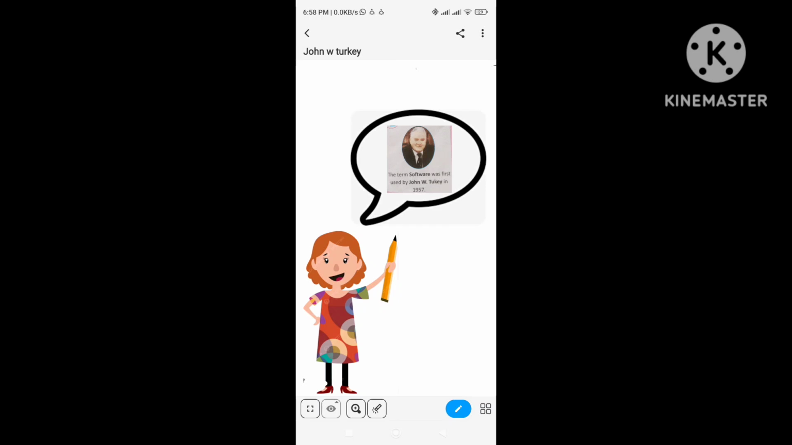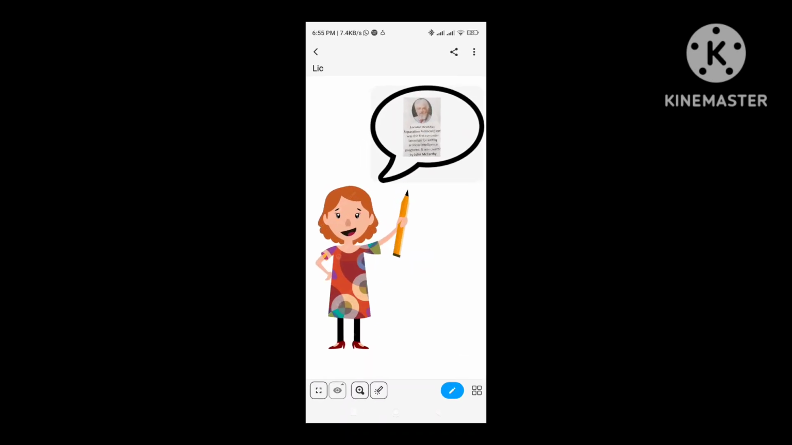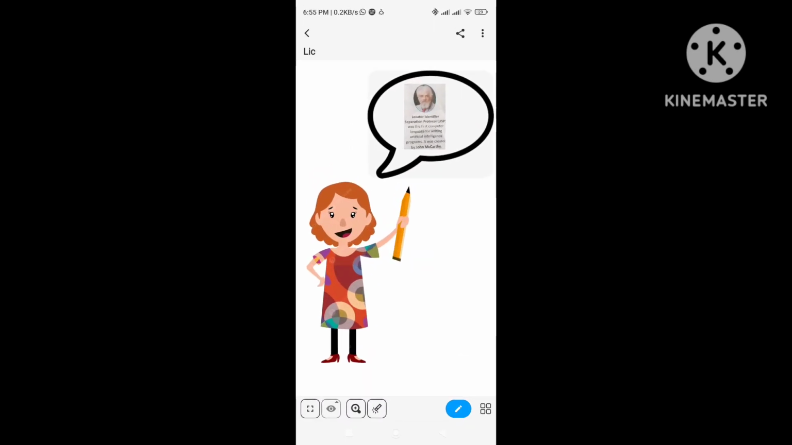Let's see what this queen tells. The term software was first used by John W. Tukey in 1957. He didn't start software; he only used the term software for the first time. It means he coined the word software. Okay. Let's go again and see what she says.